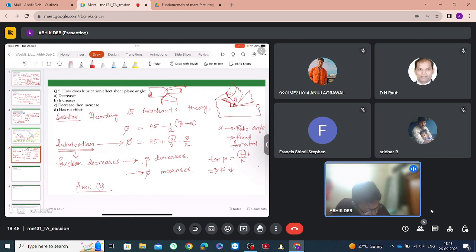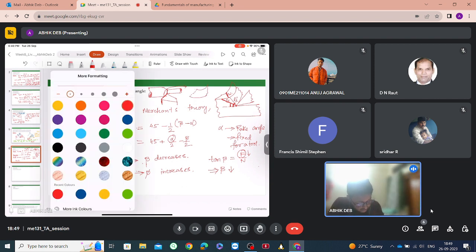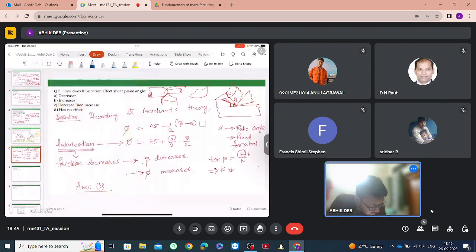When we see this section enlarged, we will see that this is the workpiece, the chip is coming off like this, okay, and this is the tool.